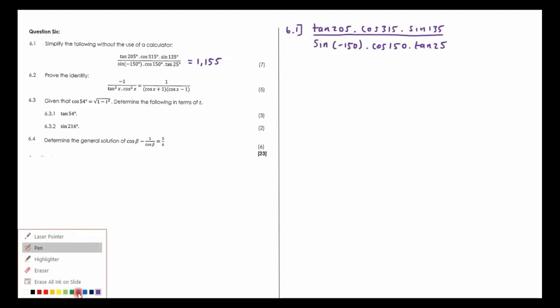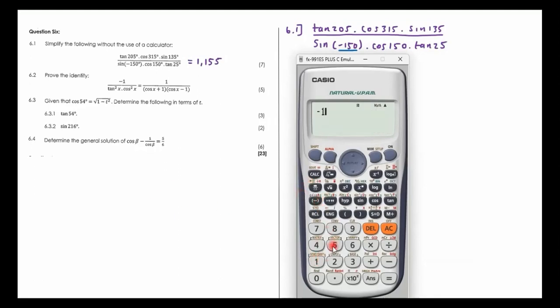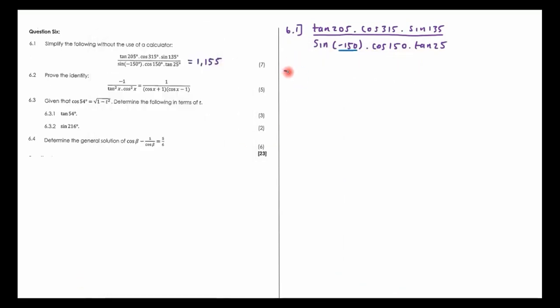In this case, the only problem we have is this negative angle. So I'm going to take out my calculator, write that angle, and add 360. It gives me 210. So the first thing you're going to do is write everything out: 10205 times cos 315 times sine 135. But now you change that minus 150 into the 210 you just got.